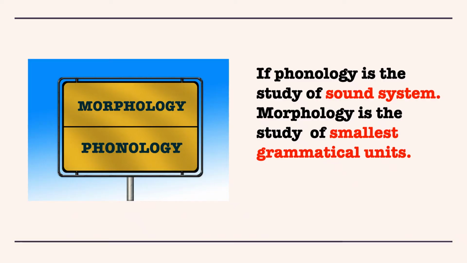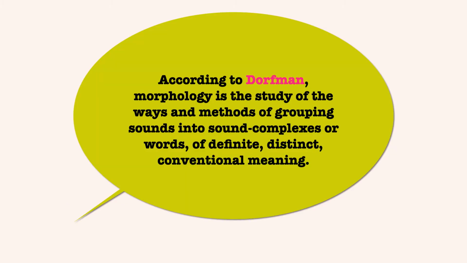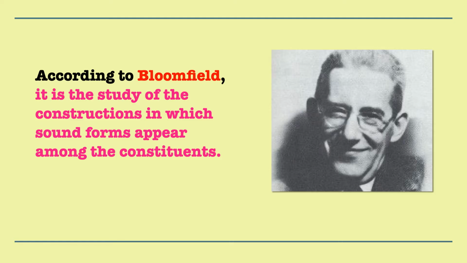If phonology is the study of sound system, morphology is the study of smallest grammatical units. According to Dorfman, morphology is the study of the ways and methods of grouping sounds into sound complexes or words of definite, distinct, conventional meaning. According to Bloomfield, it is the study of the constructions in which sound forms appear among the constituents.